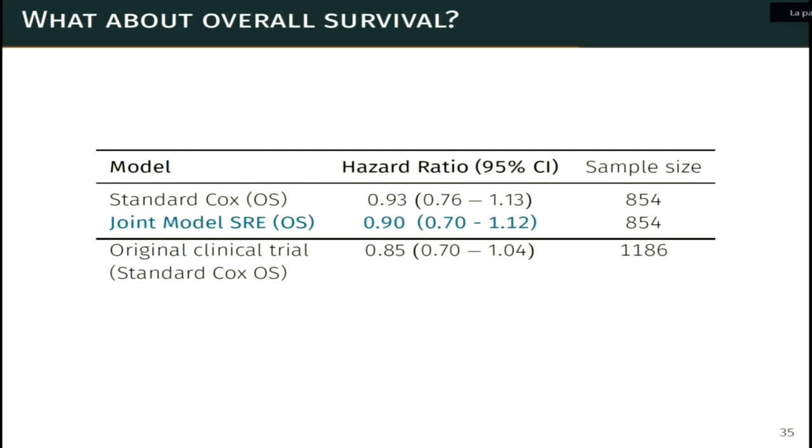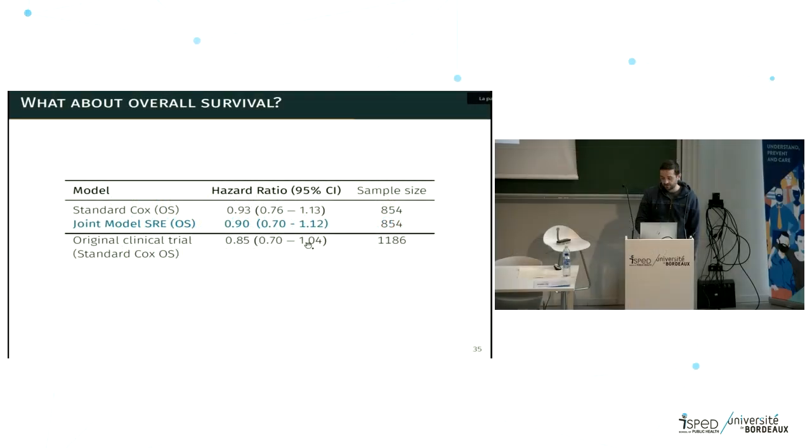What about overall survival? As I said, the conclusion of the trial is no effect. So this is the original trial. They found 0.85 hazard ratio, but this is not significant. However, it still gives evidence toward a benefit. And when we compare the standard Cox model with the joint model, we can see that with a higher statistical power, we get towards the original trial, which has also a higher statistical power because of sample size. So that's also good news, but nothing much to say about it.